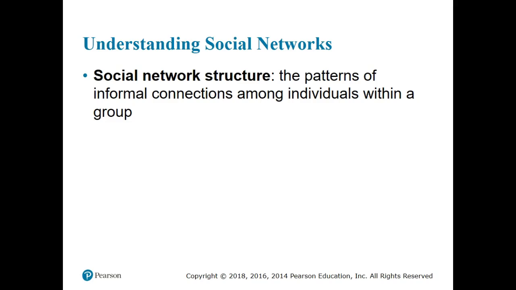And we can't leave this chapter on managing teams without looking at the patterns of informal connections with individuals within groups. That is, at the social network structure. Now, what actually happens within groups, how do members relate to each other, and how does work get done? Managers need to understand the social networks and social relationships of work groups. Why do you say that? Because groups' informal social relationships can help or hinder its effectiveness.